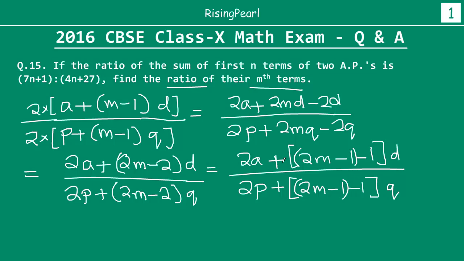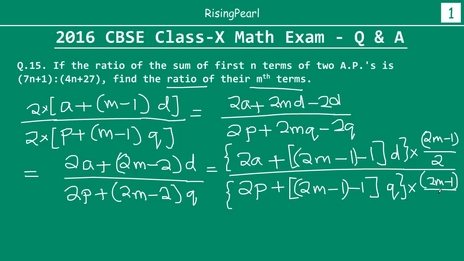So at this point we have this, correct? So at this point we can multiply again both the numerator and denominator by, let's see, this is the numerator and this is the denominator, right? We can multiply each one of them by 2m minus 1 divided by 2. So where did we get this from and why are we doing this?